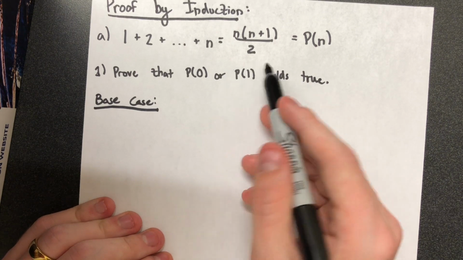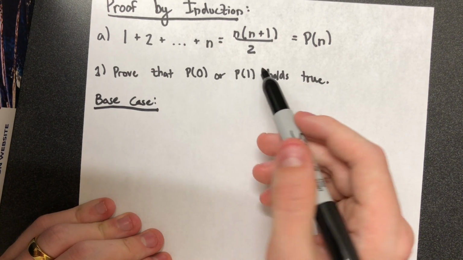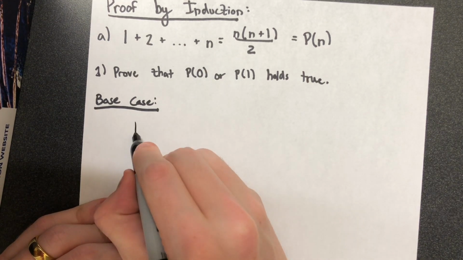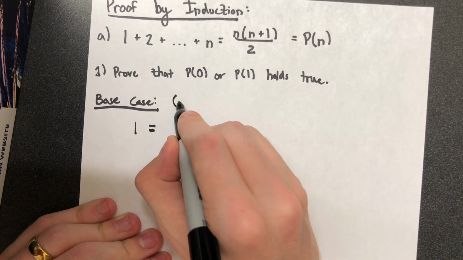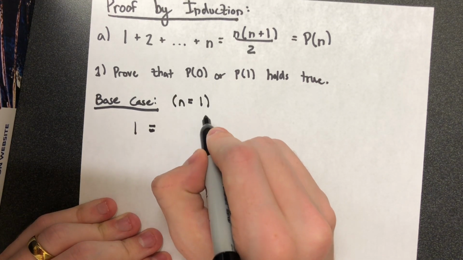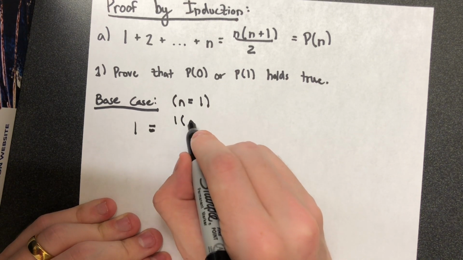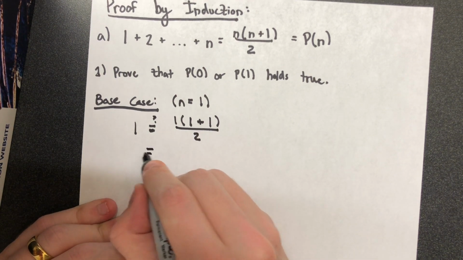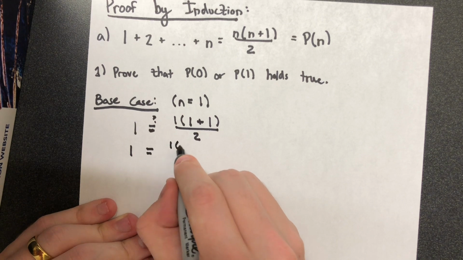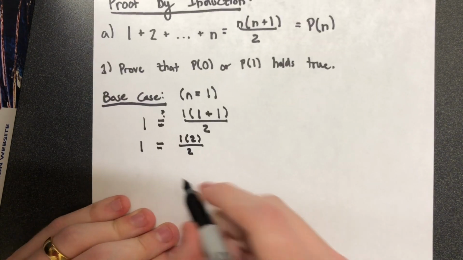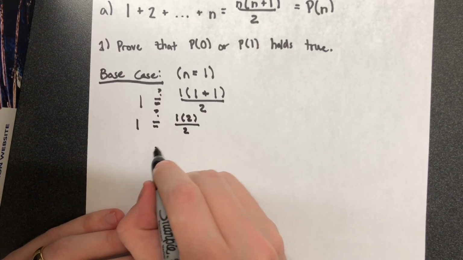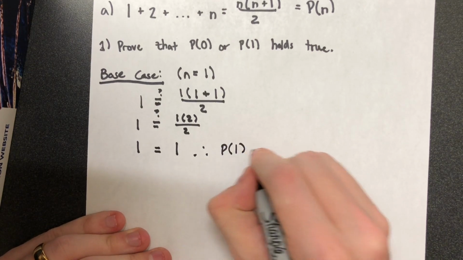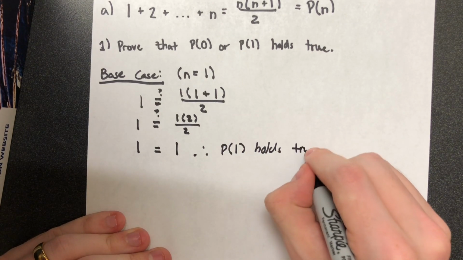So all you have to do is just plug in 1 on both sides, which in this case, if you sum all the numbers from 1 to 1, you get 1. So we'll just do 1 equals, in parentheses, n equals 1. 1 equals 1 times 1 plus 1 over 2, which therefore equals 1 times 2 over 2, which will equal 1. So therefore, P of 1 holds true.